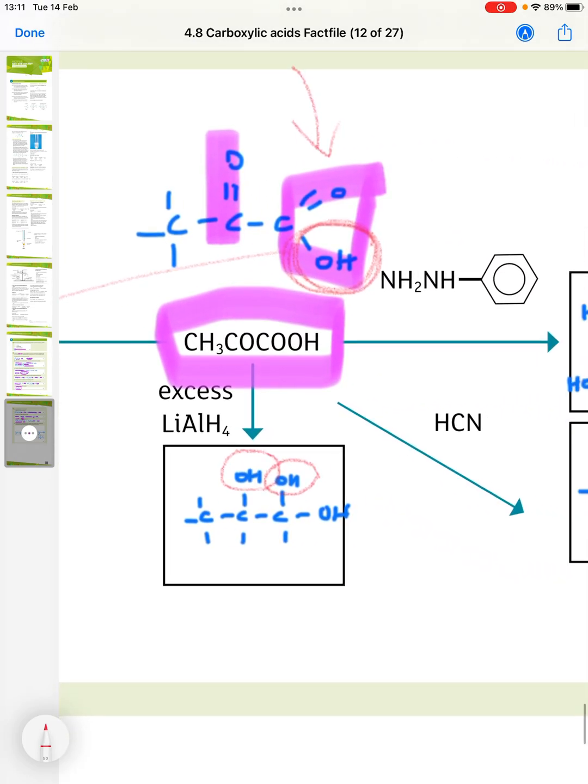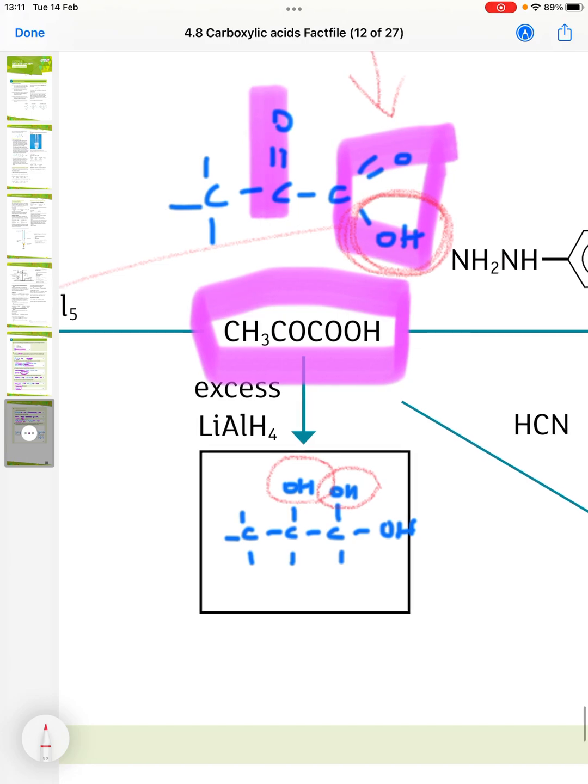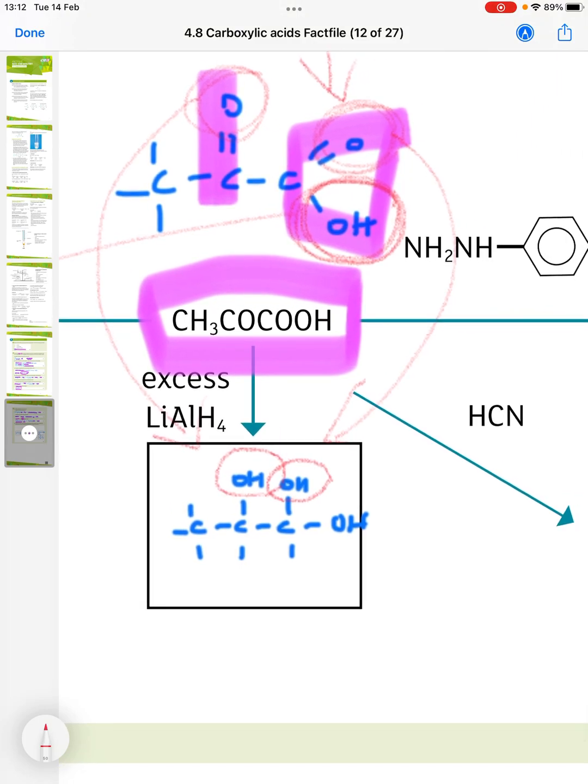So if we look at the middle reaction next with LiAlH4, in this case it's going to attack both of the carbonyl groups, and we're going to end up with both of those being reduced to give us alcohol. So we end up then with a triol there with 3 of the OH groups on it.